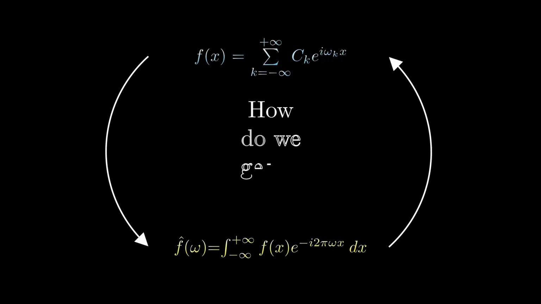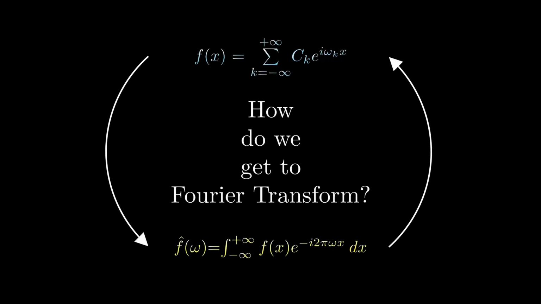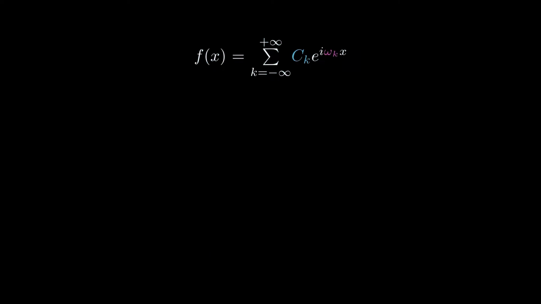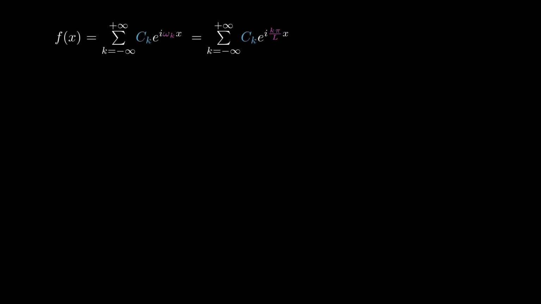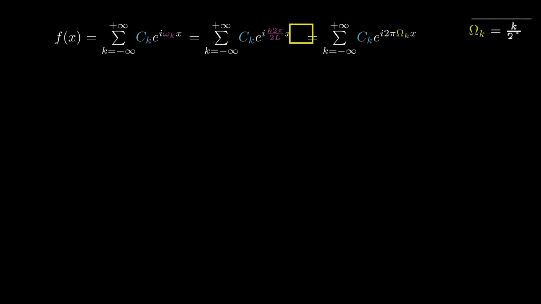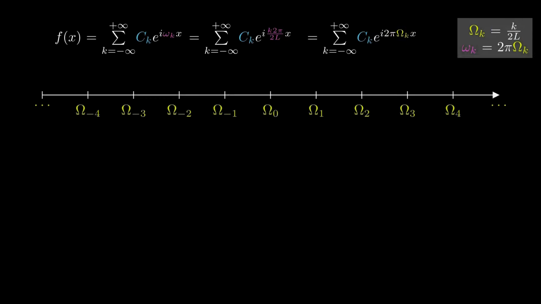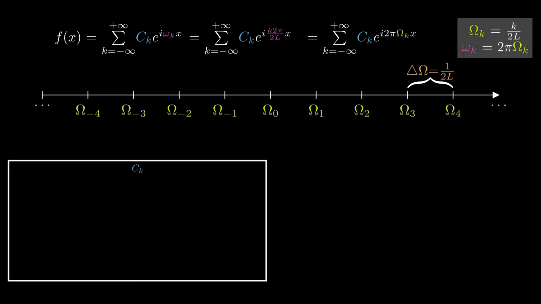But how can we get to Fourier transform? First, let's write the k pi over L as 2 pi k over 2L. Then let omega_k be k over 2L. Then let delta omega be the difference between frequencies. Now write the coefficient in the integral form by the following simple algebraic process.